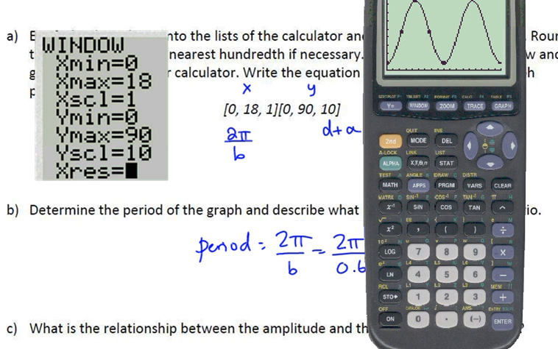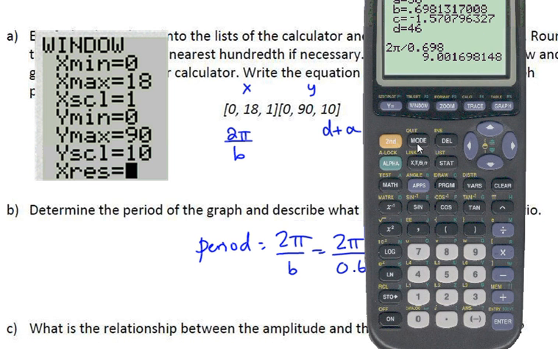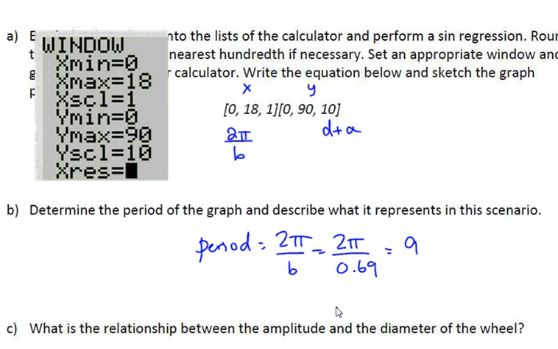So your b value, everything inside these brackets, the b and c value, relates to x, and d relates to your y, max and min. Okay, so 9, and that would have been, we just said minutes.